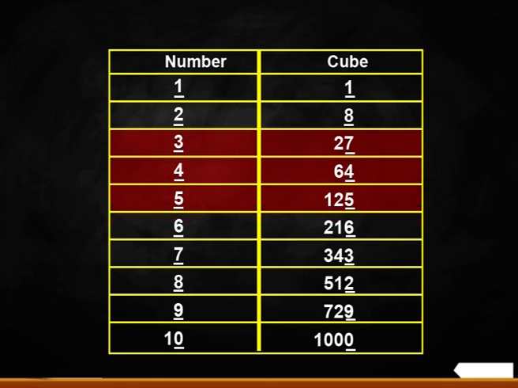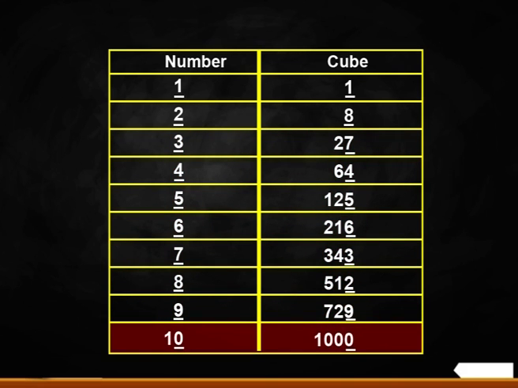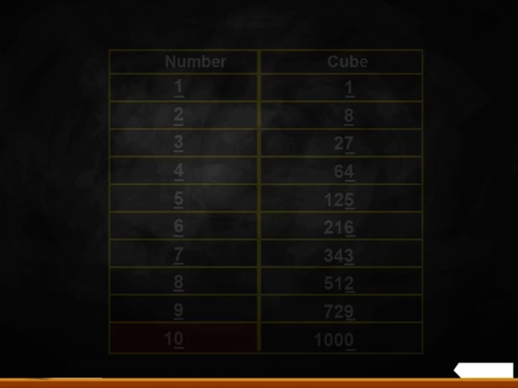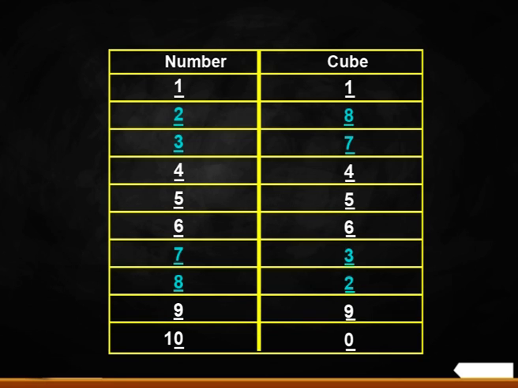And continuing in this manner, you will observe that in the last row, the last digit of 10 is 0 and the last digit of its cube is also 0. Therefore, when a cube ends in 0, its cube root will also end in 0. So, on the basis of above observations, let us form a table. In this table, you must have noticed that a few numbers are written in different colors.